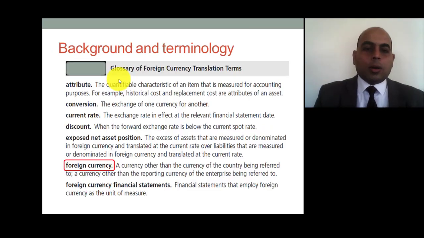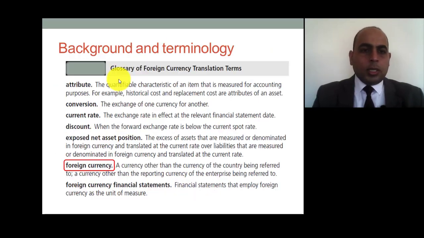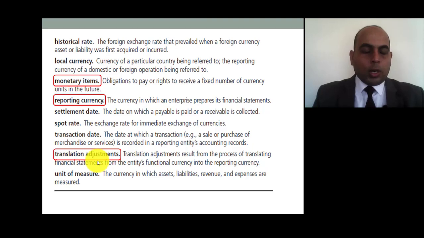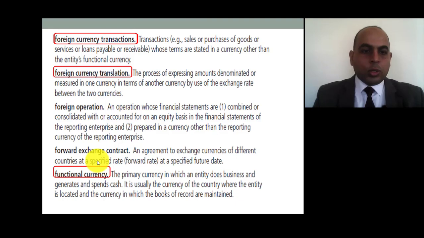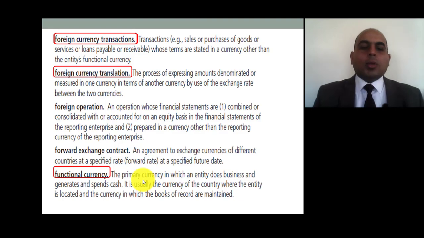Let us see some terms to support our translation process in the coming video. Here, functional currency again is the primary currency in which an entity does business, mostly as we receive cash and pay cash and we determine the selling price. So mostly this is the functional currency.